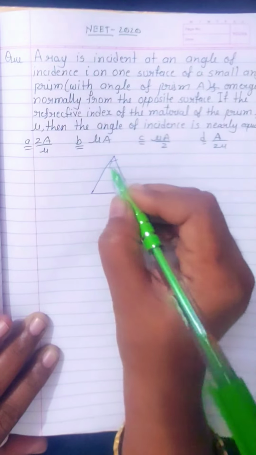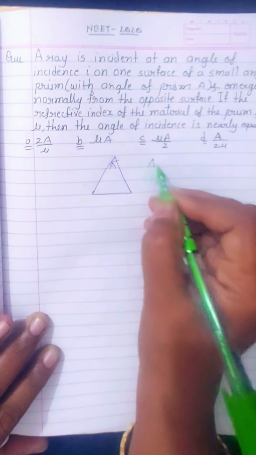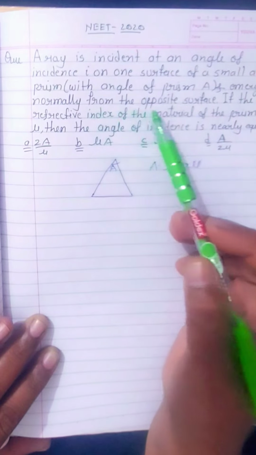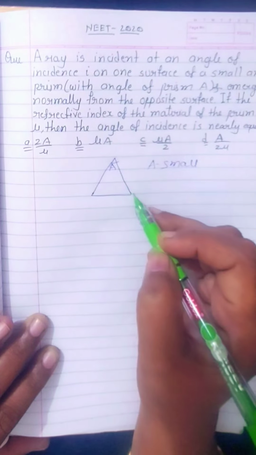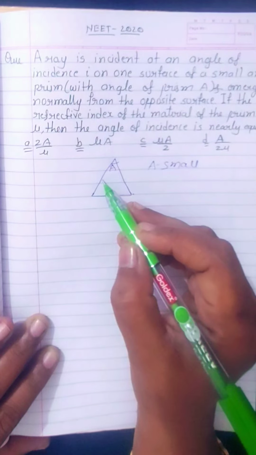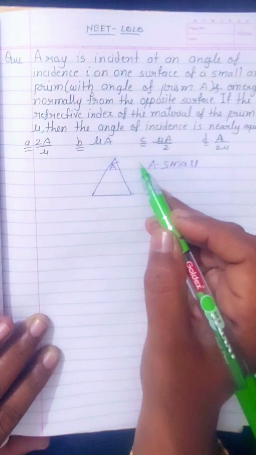with angle of prism A which is very small. A क्या है हमारे पास? Small angle. Okay. A ray emerges normally from the opposite surface. So this is the opposite surface. यहाँ से रे इंसिडेंट हुआ होगा. ओके और फिर वो यहाँ से रिफ्रैक्ट करके फिर इमर्ज आउट नॉर्मली.